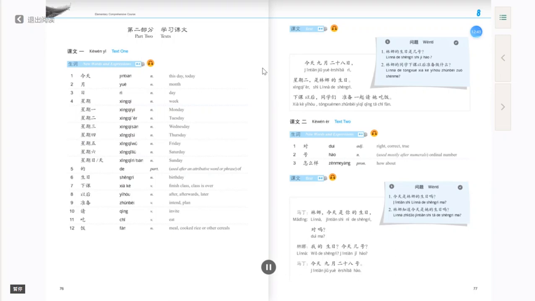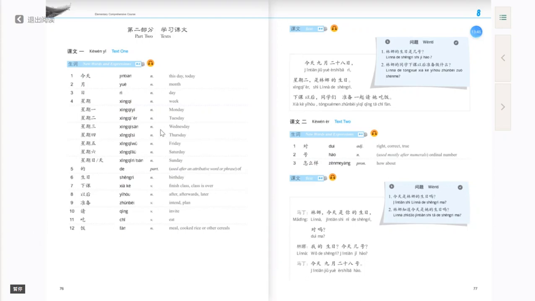第二部分，学习课文。课文1，生词。 今天，月，日，星期，星期一，星期二，星期三，星期四，星期五，星期六，星期日，星期天的，生日，下课，以后，准备，请，吃，饭。 Okay, please read again, read after me.